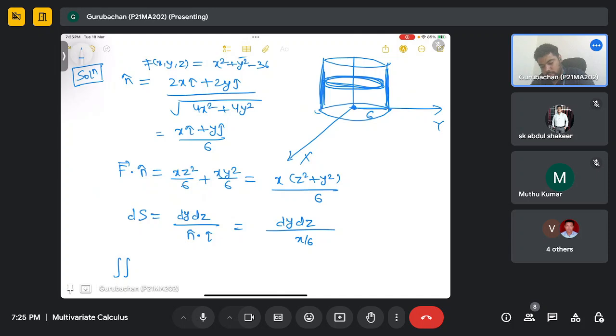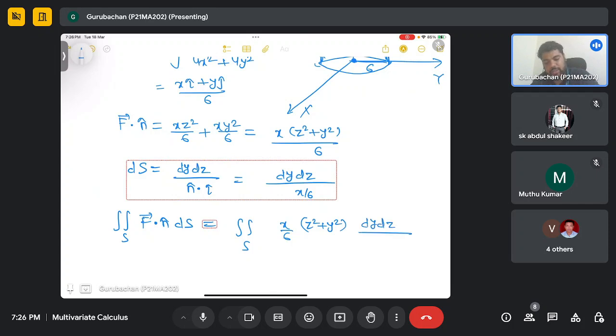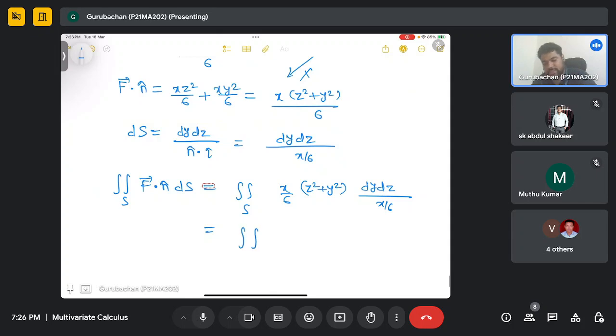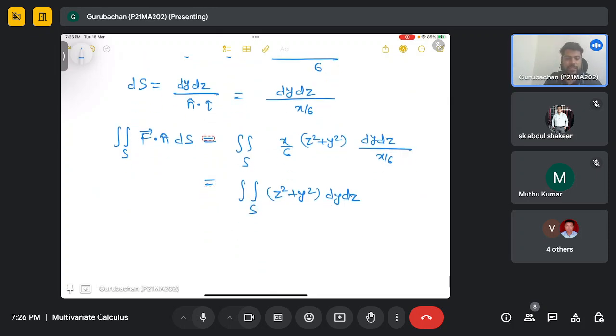In rough wording, the surface integral F dot n cap dS will give you the integral of x by 6 times (z square plus y square) dy dz divided by x by 6. So x by 6 and x by 6 will cancel out, and we are left with the surface integral of (z square plus y square) dy dz. Now you tell me what can be the limits for y and what can be the limits for z so that we can integrate this one.